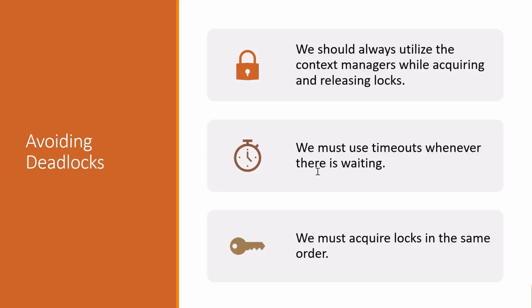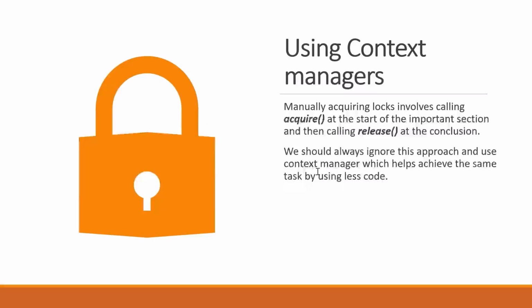The best strategy for preventing deadlocks in a Python application is to make an effort to adhere to the standard practices of avoiding deadlock. The very first practice is using the context manager while acquiring and releasing locks. Then the second best practice is to use timeouts whenever there is waiting, and lastly, we should always acquire locks in the same order. So it means we need to maintain the lock ordering. Let us discuss each of these practices in more detail.